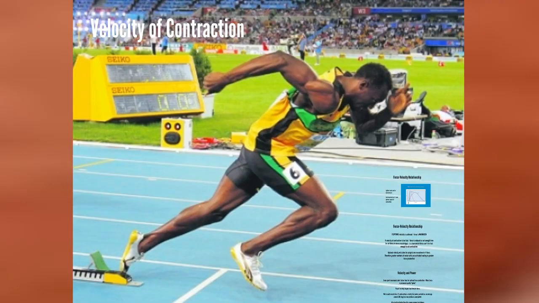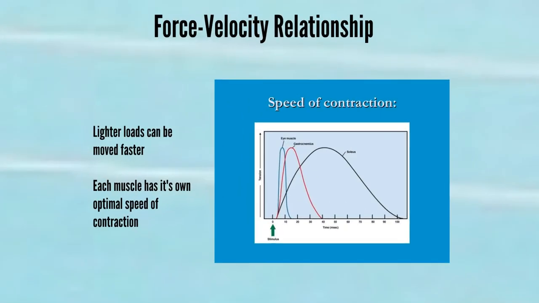Our final factor that affects muscle force production is the velocity or speed of the contraction. We've touched on this already to some degree, but basically we know that lighter loads can be moved faster. That's a no-brainer. We also know that each muscle has its own optimal speed of contraction, and that will of course be based on the type of muscle fibers that it has.